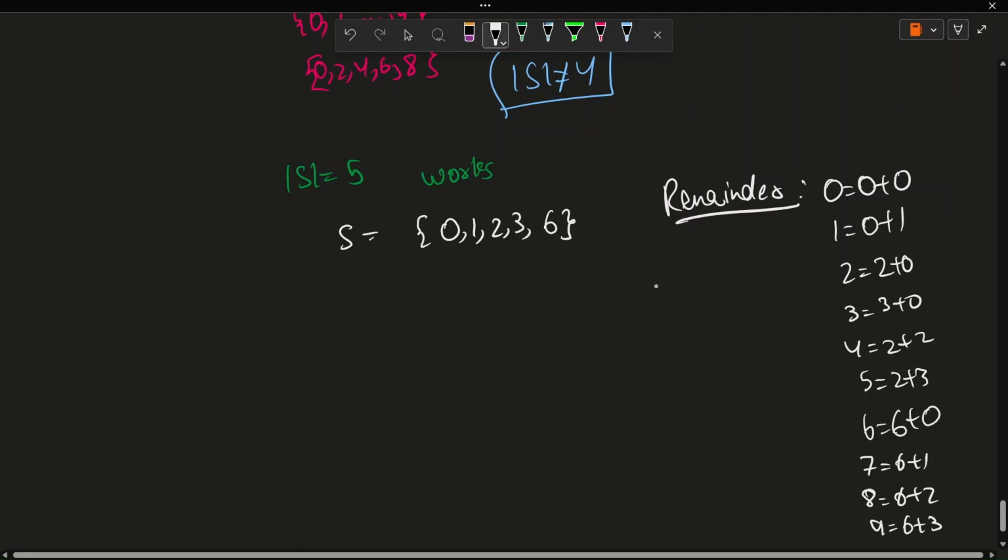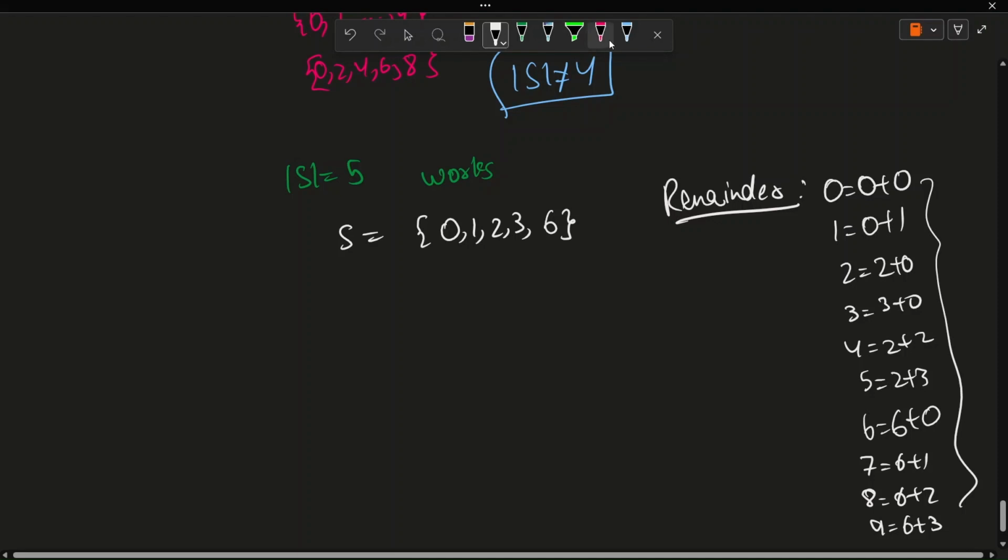Notice that all these numbers on the right hand side belong to the set S. So all the different remainders are covered in S. So this was the necessity condition. Now let's show how every single number can be written as elements in S.